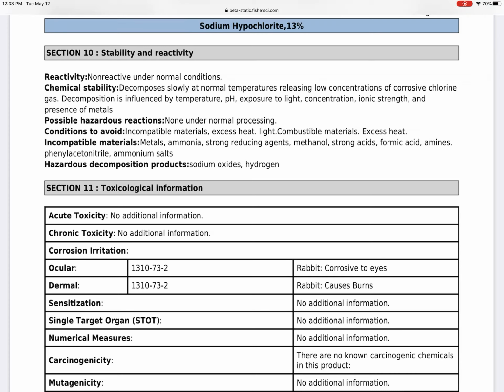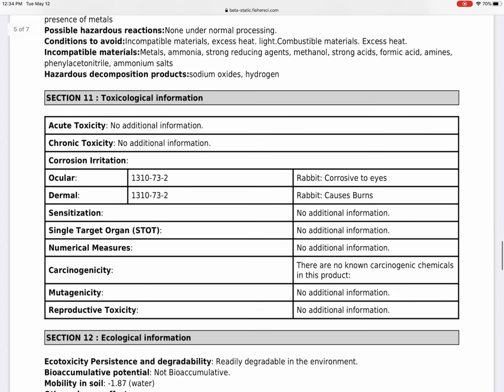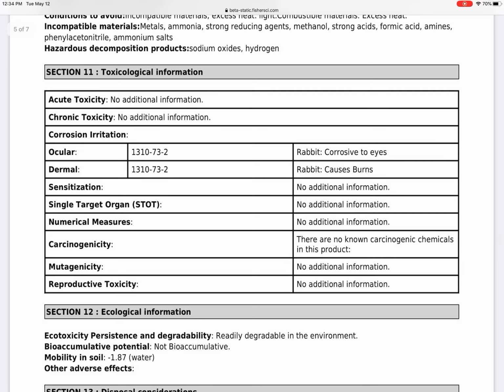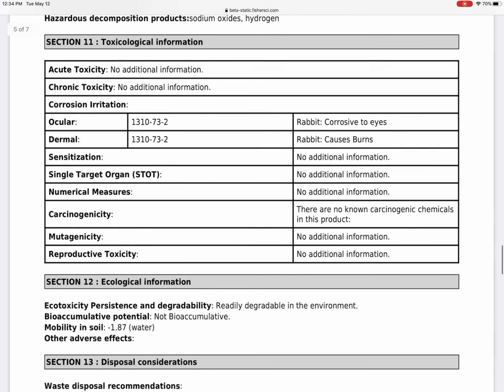Then it tells us the conditions to avoid. Do not expose it to excess heat, light, combustible materials, things it's not compatible with: metals, ammonia, strong reducing agents, methanol, strong acids, formic acid, amines, ammonium salts. So ammonia is another household chemical, and a lot of people keep ammonia and bleach together, but they are incompatible. It produces a nauseous gas that could render you unconscious. You should never pour them down the drain together, okay? So this is where you find out that information. So just because it is a household chemical does not mean it's not dangerous.